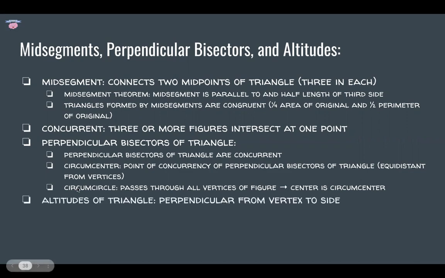Altitude, that's another important segment. An altitude of a triangle is perpendicular from vertex to side. What's the difference between this and a perpendicular bisector? So this was the altitude of the triangle.